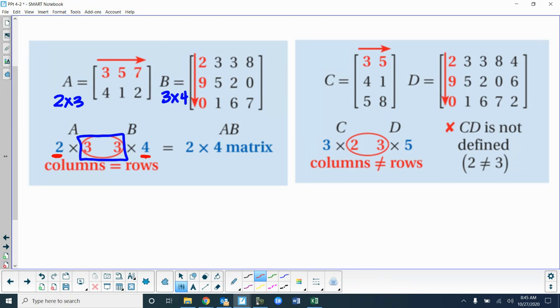Okay? C times D we can't do. C's a 3 by 2, D's a 3 by 5. The 2 and the 3 aren't the same, right? So you could not multiply matrix C times matrix D, because the number of columns of C does not match the number of rows of D. That's what you look at first to see if you can do it or not.